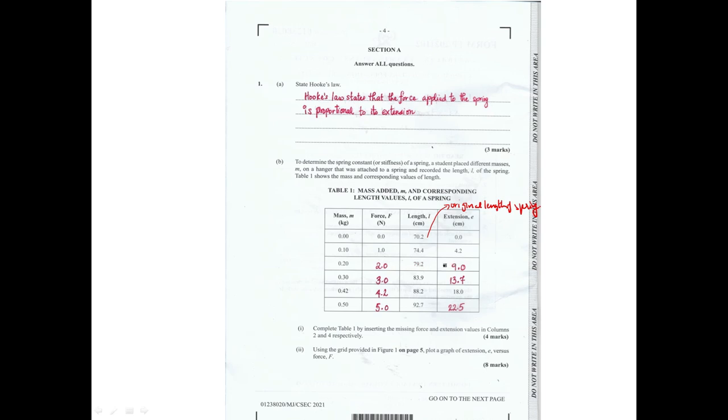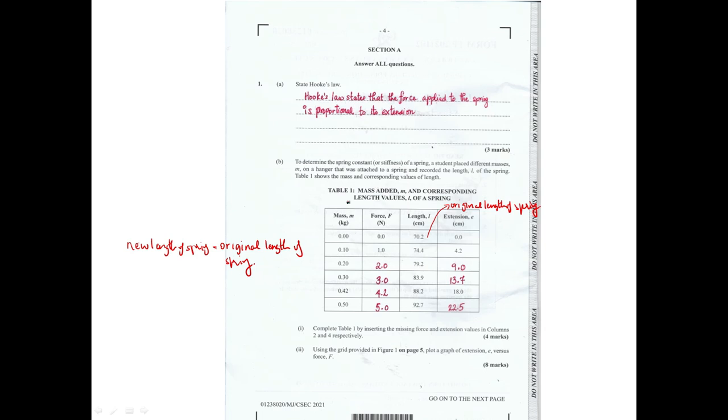So in other words, to calculate column 4, you would say new length of spring minus the original length of spring. So that's the calculation for column 4, and you will end up with 9.0, 13.7, and 22.5. Okay?